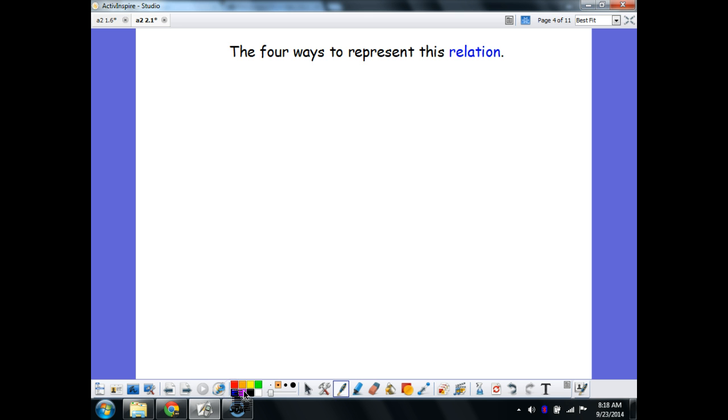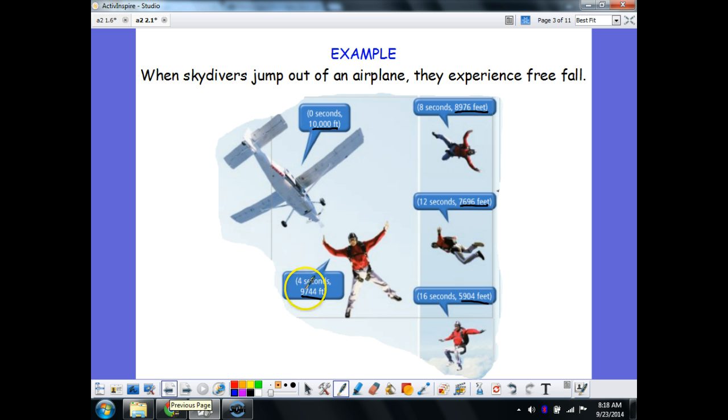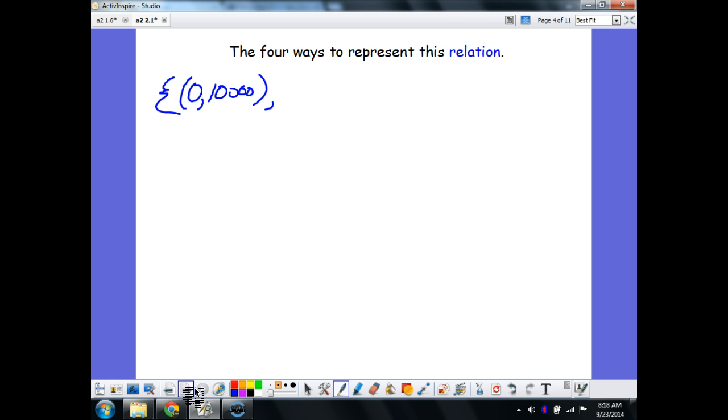The first method is ordered pairs. So we set those apart with braces, and we're going to give them the ordered pairs. And the time always comes first. And after 0 seconds, they were at 10,000 feet. That's one ordered pair. Next ordered pair, as I look back, the next time is 4 seconds, and they were at 9744 feet. So that's the next ordered pair, 4, 9744.